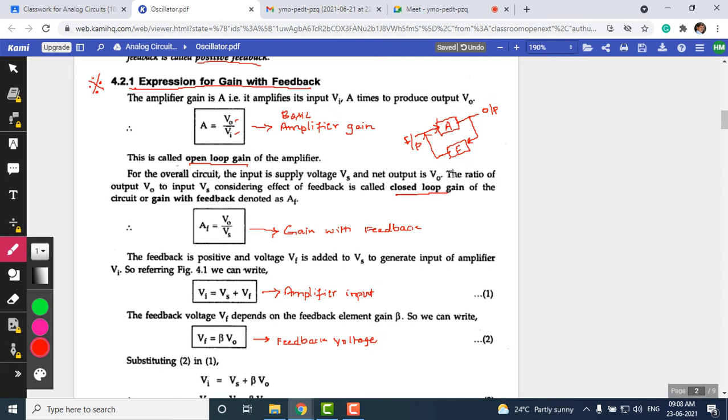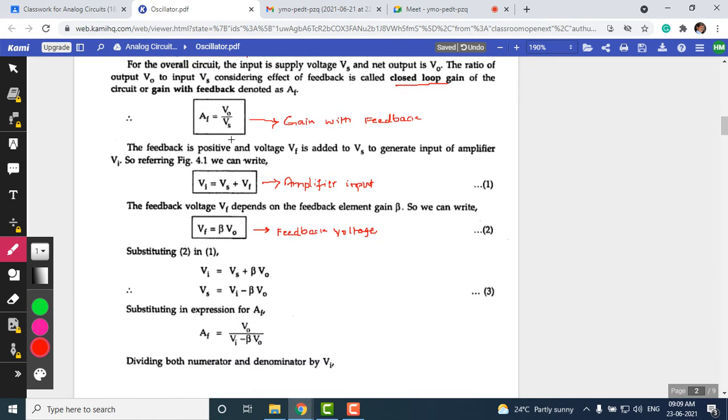The closed loop gain is now given by V naught, which is the output, divided by Vs, which is the input. The ratio V naught by Vs is labeled AF here. AF means gain with feedback; the subscript F denotes feedback. If we do not mention anything in the subscript, it is the basic amplifier gain without feedback, of course. So AF is V naught by Vs, the output signal by the input signal.